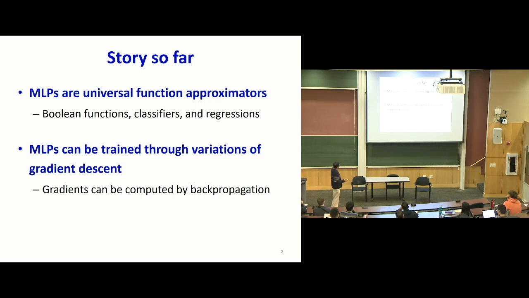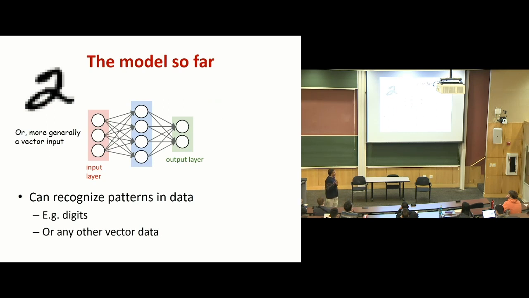The story so far: we found MLPs are universal function approximators. They can model pretty much any function. They can be trained through variants of gradient descent. So we're familiar with this. The models that we've seen so far are this simple multi-layer feed-forward network where you have some input going in. This input layer is just the inputs. There are no neurons over here. The input layer feeds to the next layer, which feeds to the next layer, and so on until you get some output. So you can use these to recognize spectral vectors for speech, you can try to recognize digits, pretty much any other vector data, right?